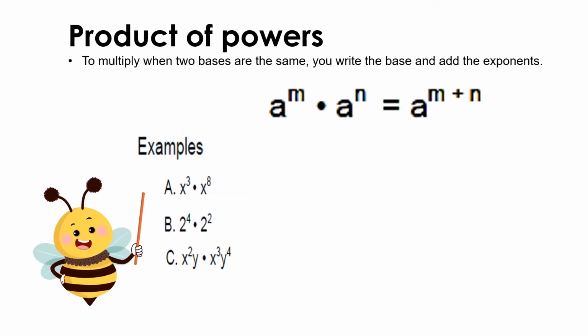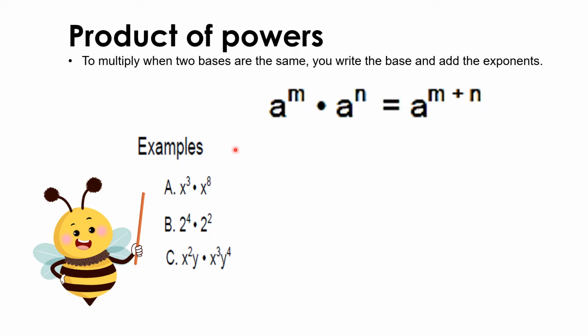So the first law of exponent is what we know as the product of powers. Product of powers applies when we multiply two bases which are the same. All you have to do is write the base and add the exponent. For example, we have here a raised to m multiplied by a raised to n. Since they have the same base, which is a, you rewrite a, then you just add the exponent, m plus n.